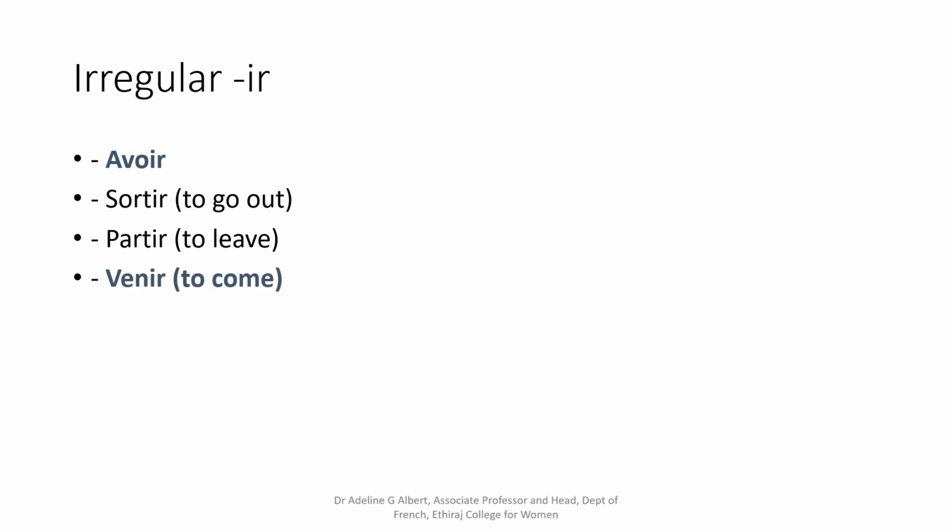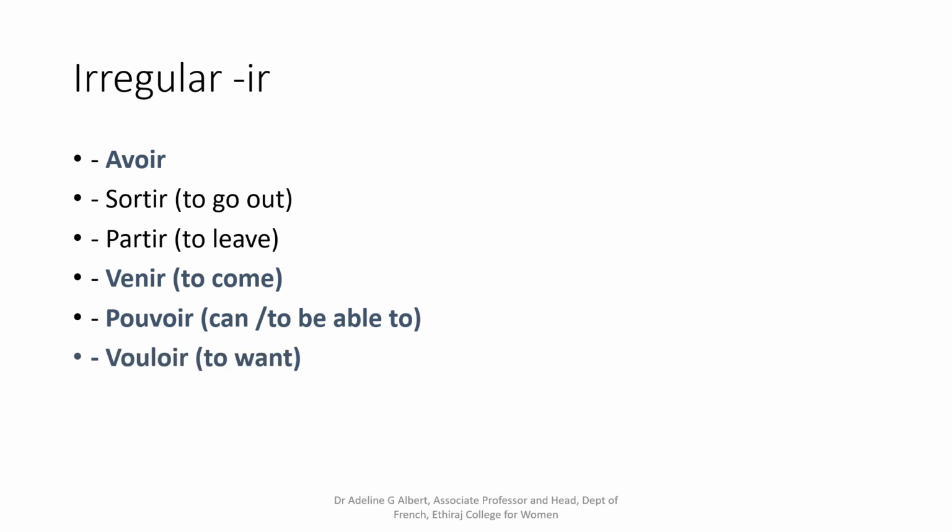Venir is to come. We've learned this. Pouvoir, can, to be able to do something. Vouloir, to want or to wish. Savoir, to know. Devoir, must. So these are your irregular IR verbs.